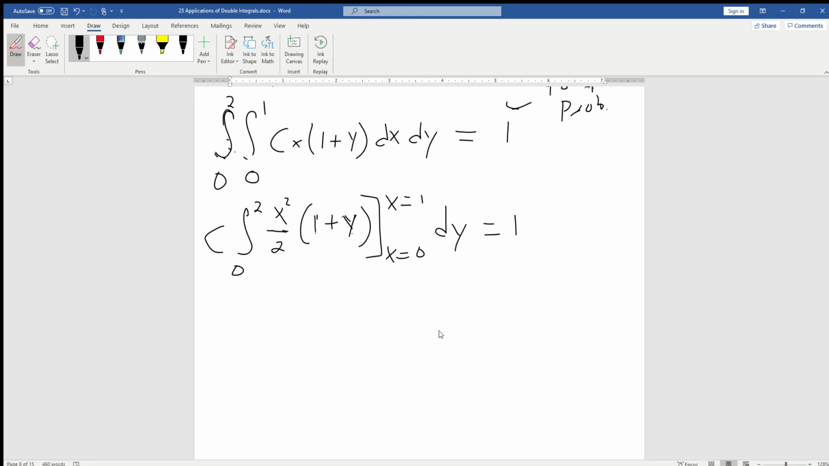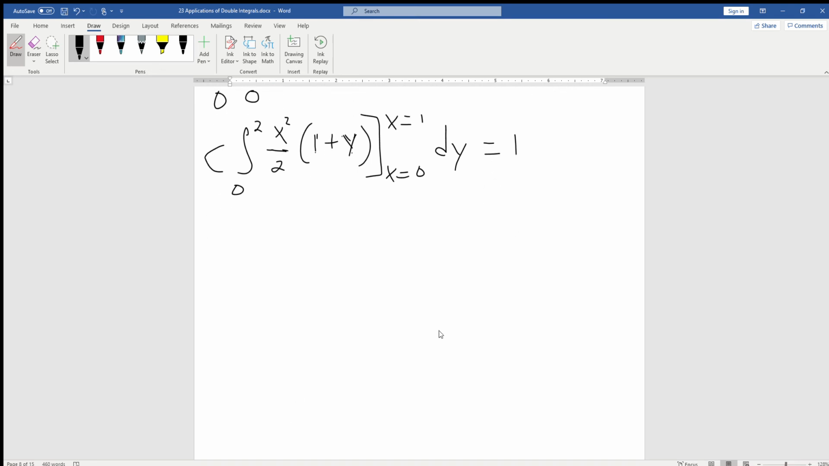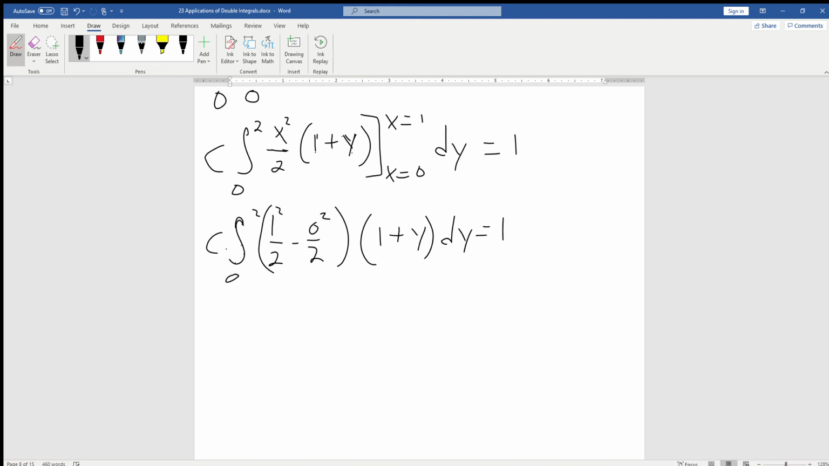After we substitute 1 and substitute 0, it's just going to wind up being 1 squared over 2. So we're going to get c times the integral from 0 to 2 of 1 squared over 2 minus 0 squared over 2, just by the fundamental theorem of calculus. We have 1 plus y dy, and that's going to be equal to 1.